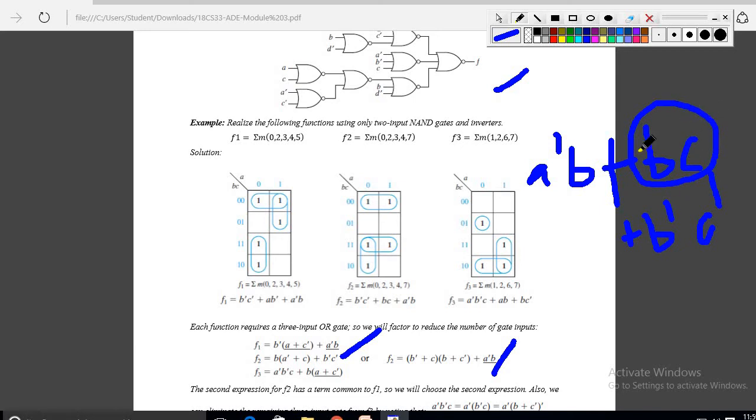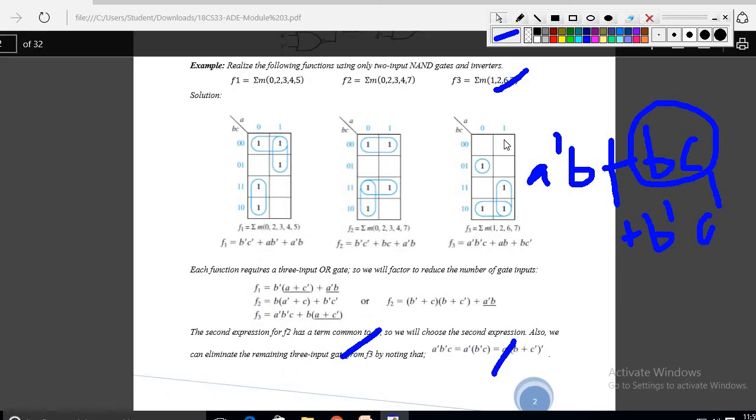What is it? SOP, sum of product, right? So you have to convert this to POS, product of sum, means this bc will be converted into b dash plus c and b plus c bar. Is it clear? Like that you have to convert and write. Okay, so once you are ready with this.